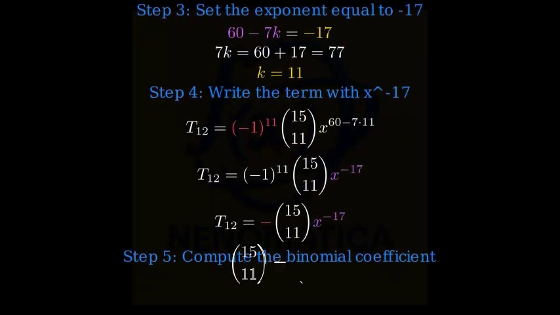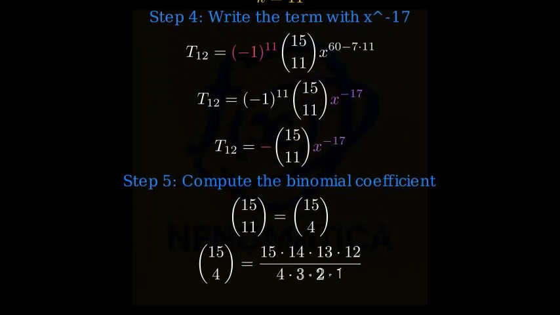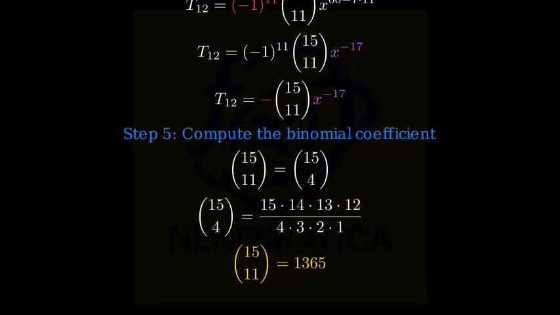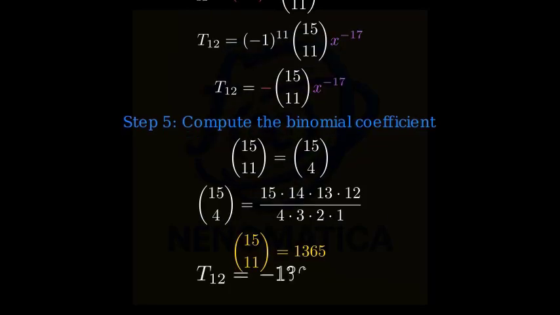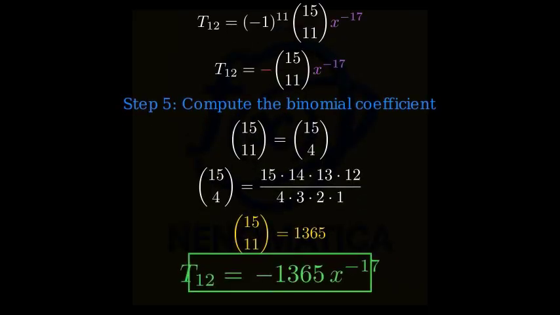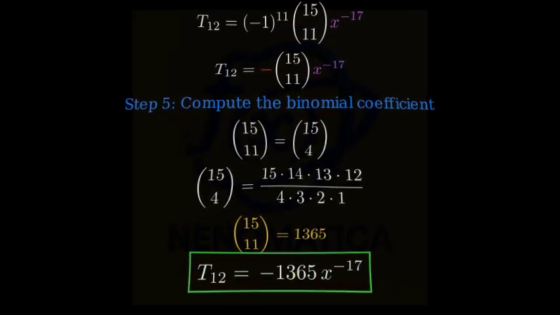Compute the binomial coefficient. 15 choose 11 equals 15 choose 4. That equals 15 times 14 times 13 times 12, divided by 4 times 3 times 2 times 1, which is 1365. Therefore, the required term is negative 1365 times x to the minus 17.